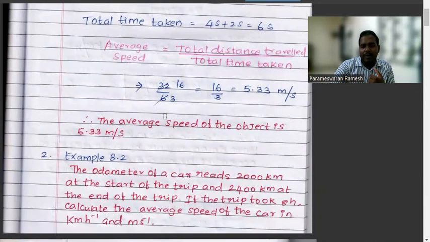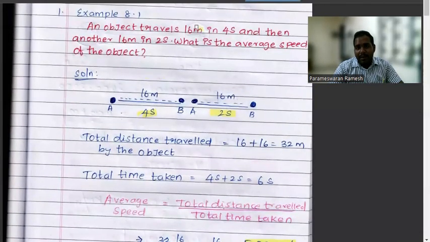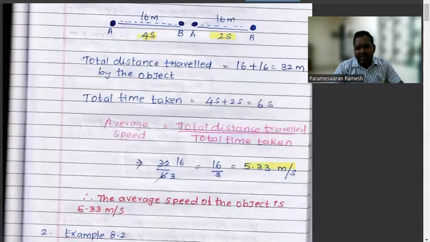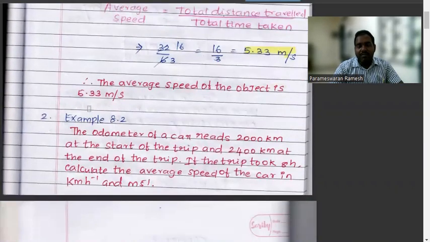If we cancel by 2, 16 into 2 is 32, and 3 into 2 is 6. So 16 by 3 will be written as 5.33 meter per second. How are we writing meter per second here? In the question, the object travels 16 meter, so total distance traveled is in meter and total time taken is in second. So meter per second. Therefore the average speed of the object is 5.33 meter per second.